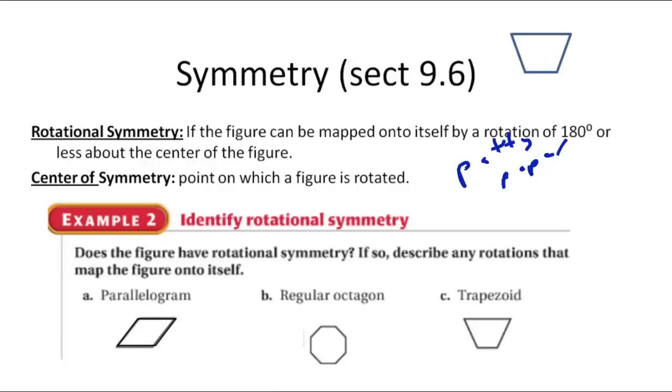So does this one have symmetry? Yes, the parallelogram has symmetry, rotationally, not a line, at 180 degrees, because I turned it 180 degrees and it went back on itself.